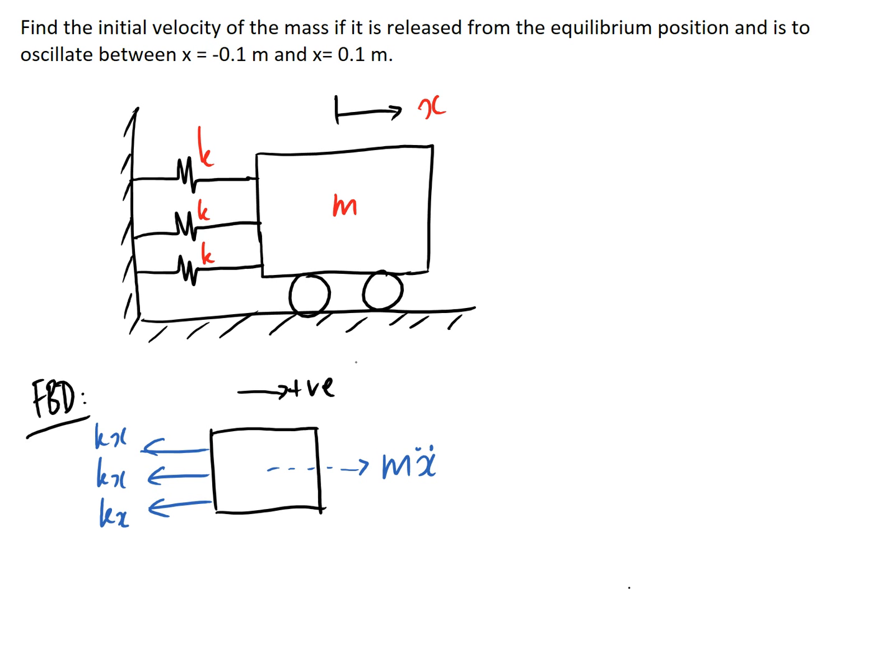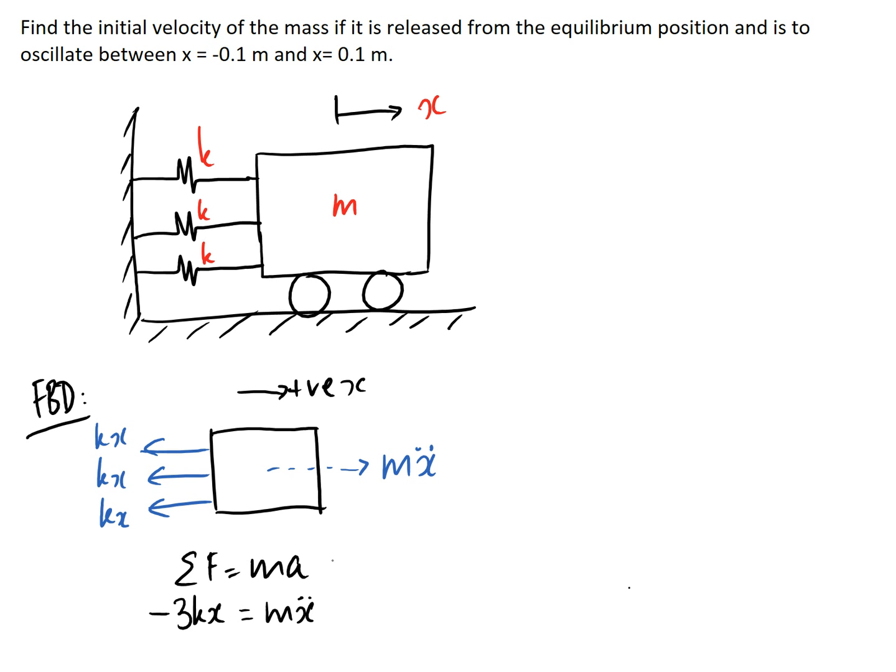So we said that this was the positive x direction. So when we sum our forces to be equal to the mass times acceleration, each of these is in the negative x direction, and I'll put them all together, so we've got three of them, so it's going to be negative kx is equal to, this is in the positive direction, so it goes in as mx double dot.